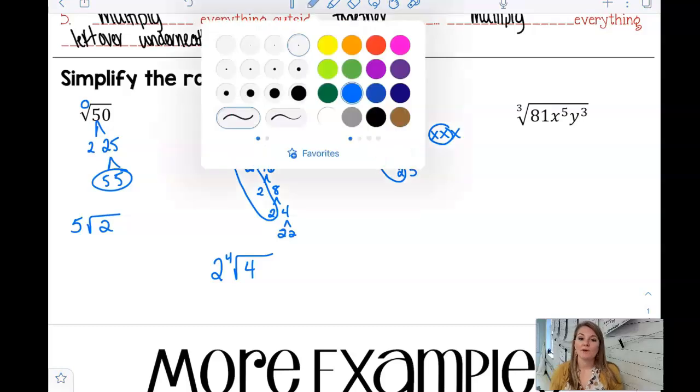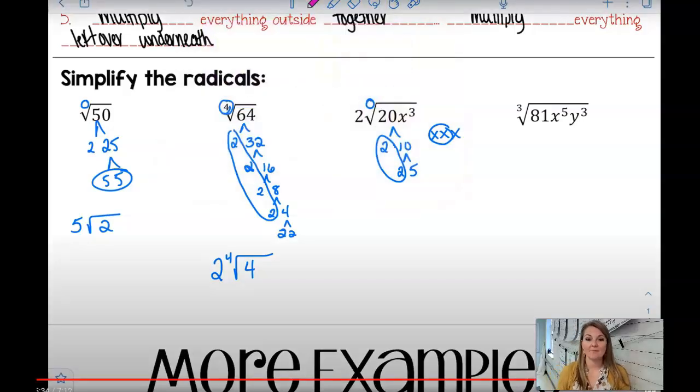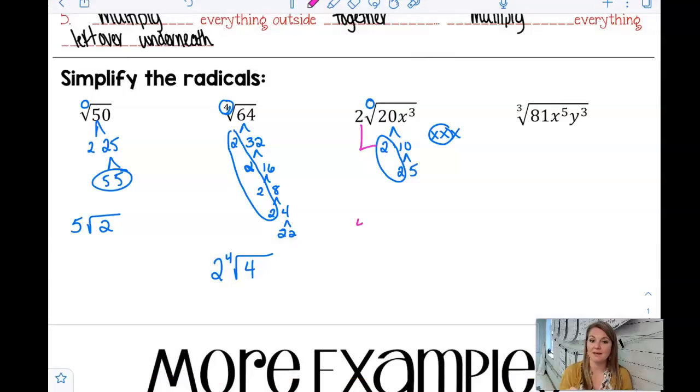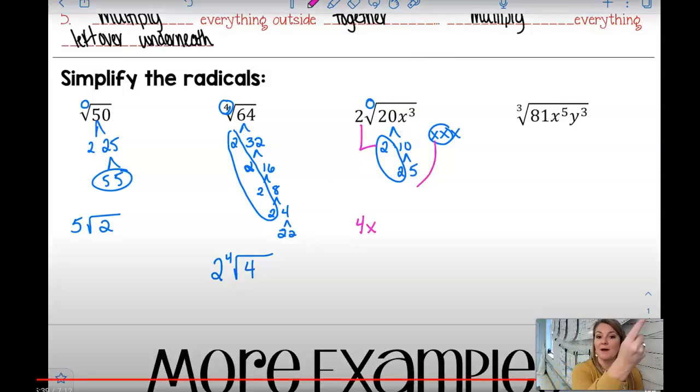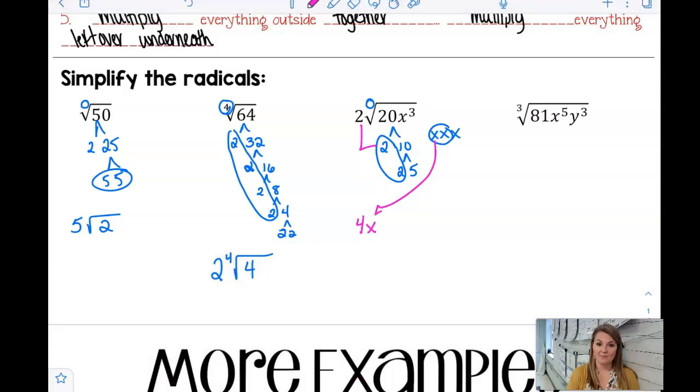Now, I'm going to put my groups together. So I have a group of 2 and I have a group of x. So normally I would put 2x on the outside, but I already have something on the outside. So that gets multiplied together. So the 2 and the x get multiplied by the 2 that was already there. So 2 times 2x is going to give me 4x. So that's where everything came from the outside. The 2 times the 2x became 4x.